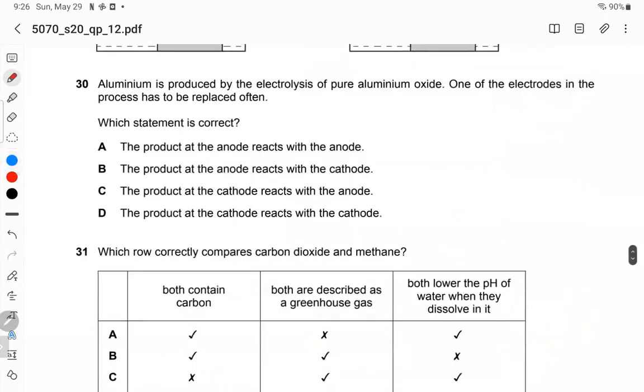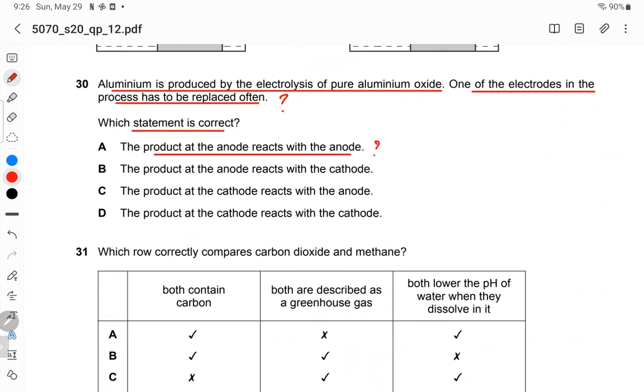Okay, question number 30. Aluminium is produced by the electrolysis of pure aluminium oxide. One of the electrodes in the process has to be replaced often. Okay, we have discussed this as well. Which statement is correct? The product at the anode reacts with the anode. Is this the correct statement?